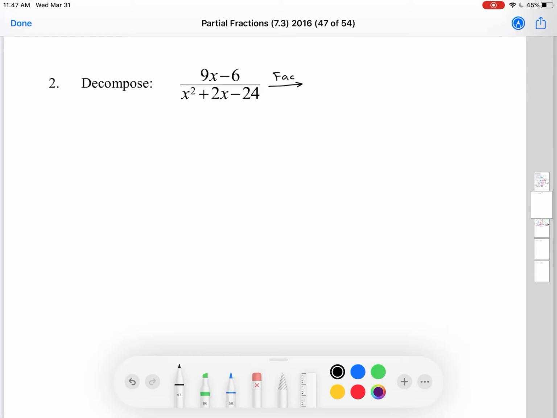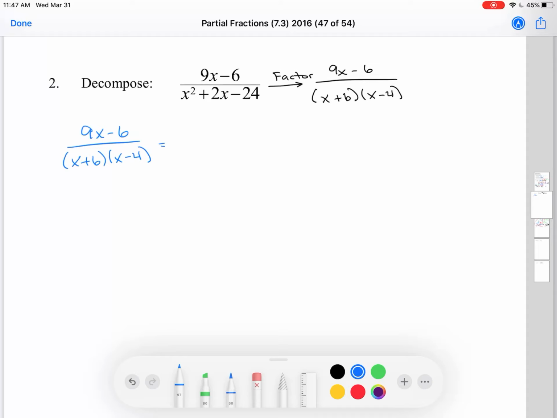So if I factor this, I'm going to have 9x minus 6 still. And in the denominator, 2 things that multiply to get me negative 24 and add to get me 2 is a positive 6 and a minus 4. All right. So I now know the factored form of that denominator, so I can continue with my steps. I got 9x minus 6 over x plus 6, x minus 4.